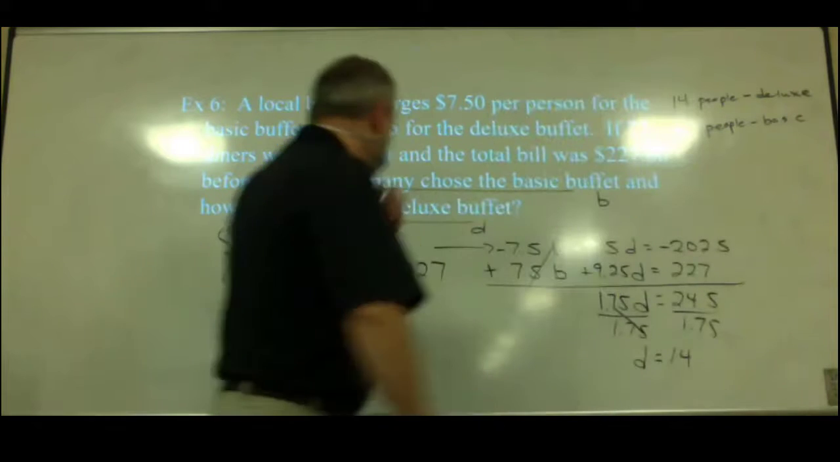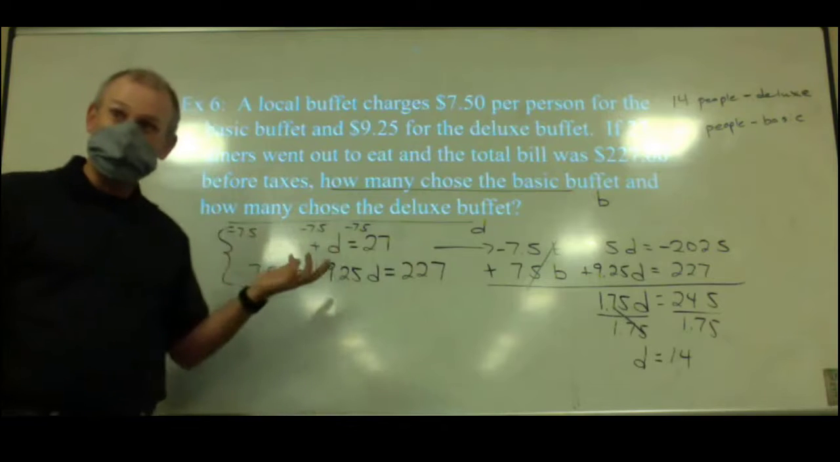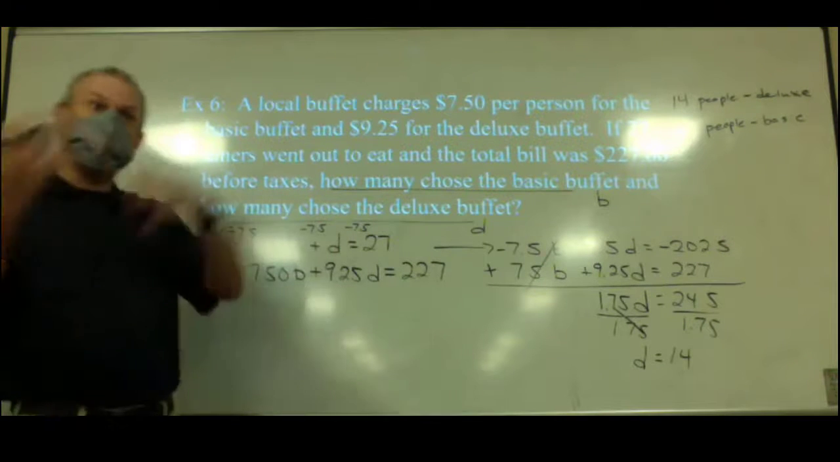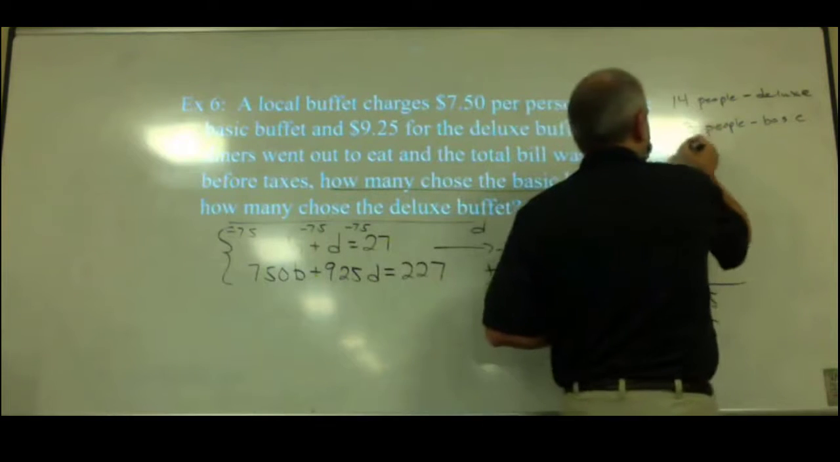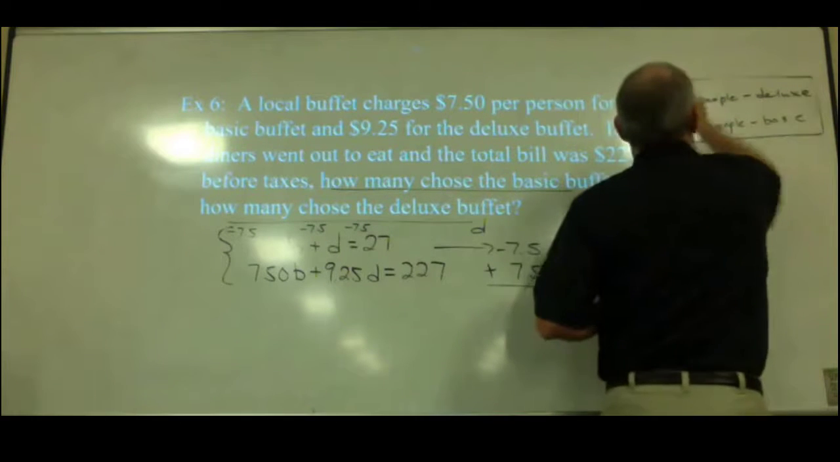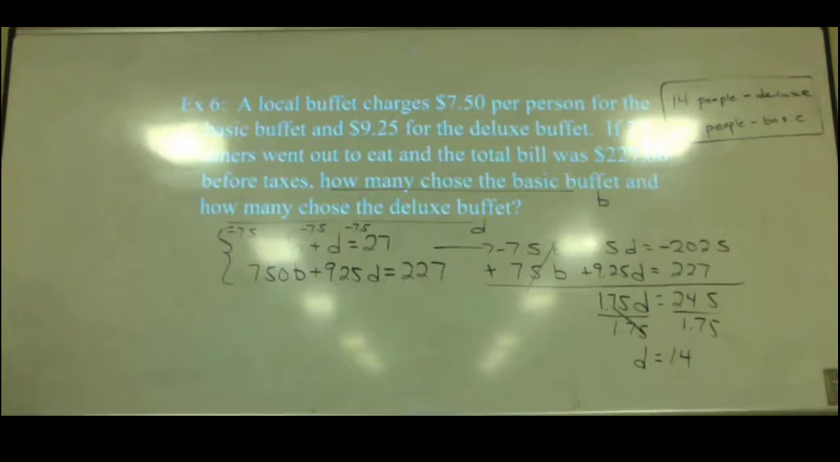Well, we could go back and actually try and do it mathematically, but isn't the total 27 people? 14 got the deluxe. How many people are left, right? So you're correct. 13 people got the basic and 14 people got the deluxe. Okay, but again, don't just write B equals 13 and D equals 14. You want to explain the answer to the question: 14 people got the deluxe and 13 people got the basic.